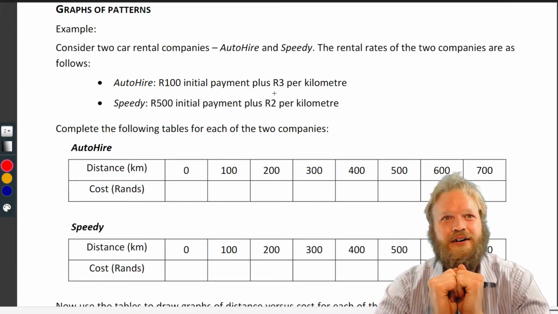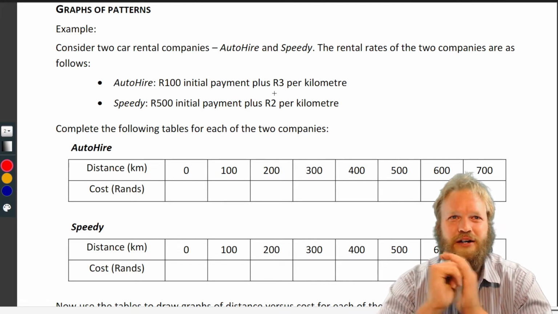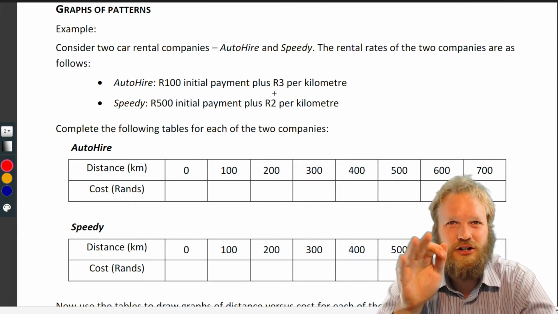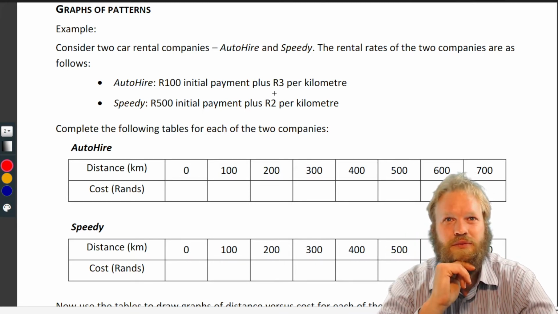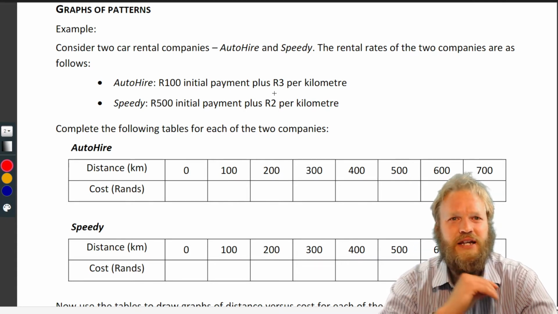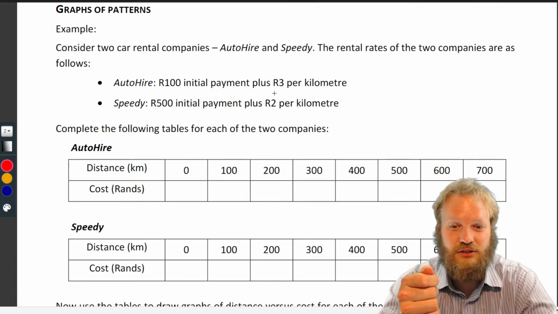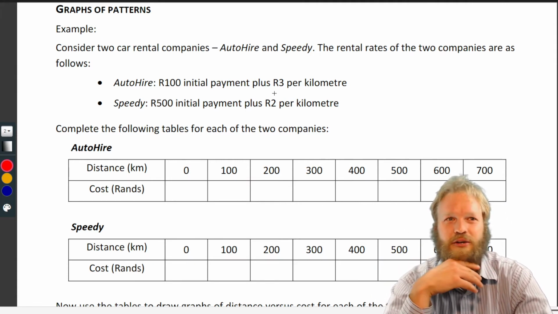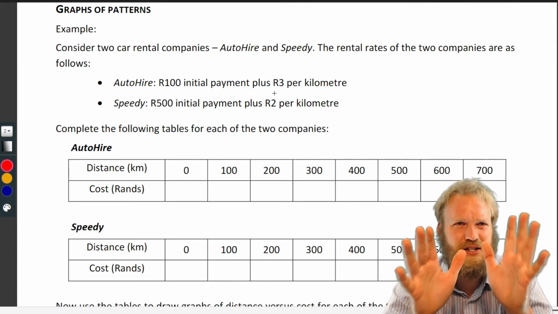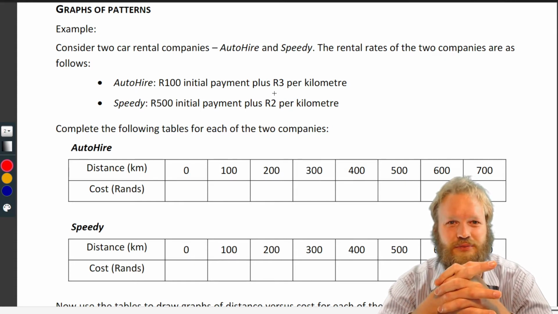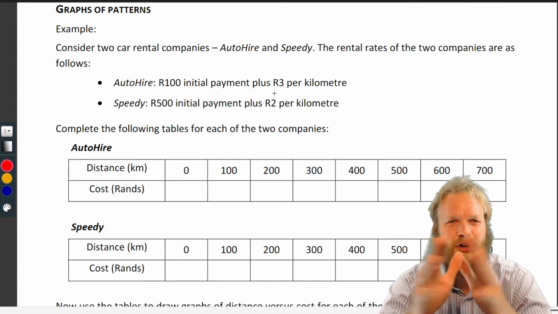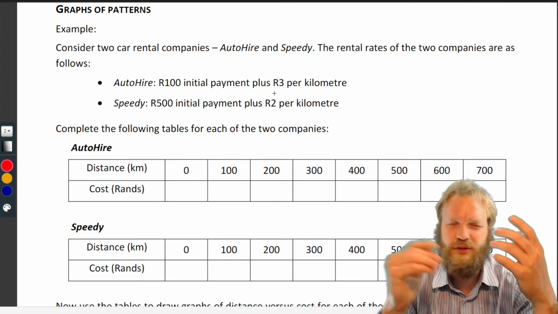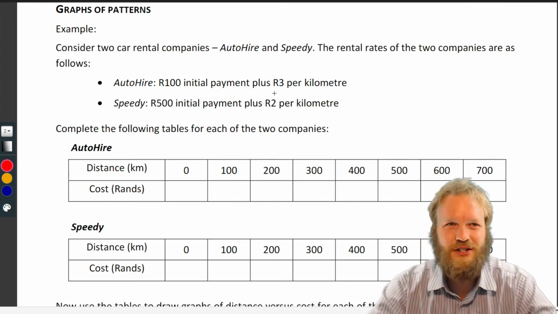Auto Hire has got 100 Rand that you pay straight up, and then they charge 3 Rand per kilometer. Then we've got Speedy. They charge 500 Rand up front. So if you don't even go anywhere, 500 Rand. And then 2 Rand per kilometer. So we've got the idea of what the story is, and we're going to complete the table and then start working with these questions and making sense of this situation.